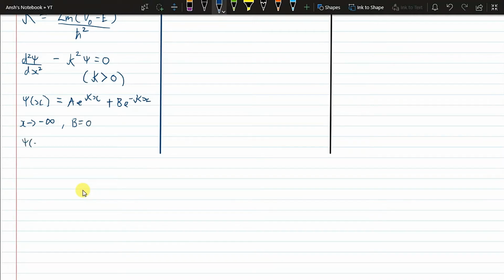So psi of x is equal to A e raised to kappa x. And in this term, say you put x tending to negative infinity, e raised to negative infinity would come to 0, and we'd have no problem with that since the wave function doesn't blow up. That is what we want to avoid. We want to avoid the wave function from blowing up.